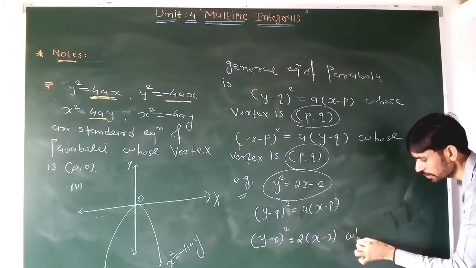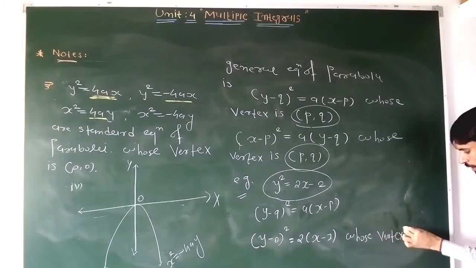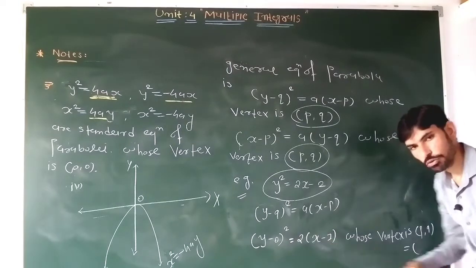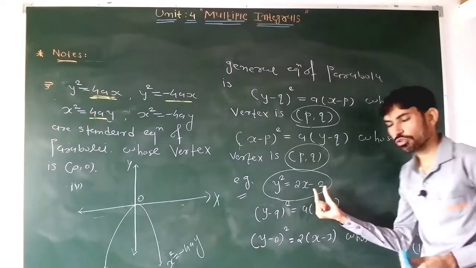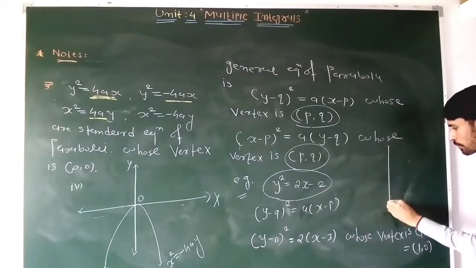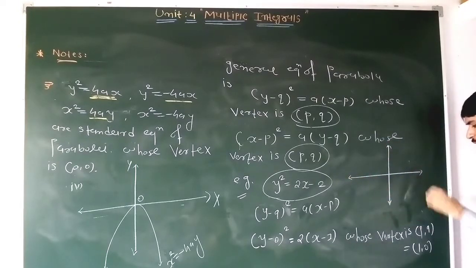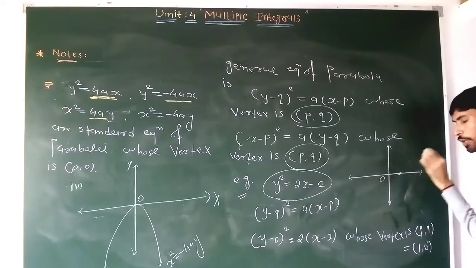Whose vertex is pq. So our p is 1 and q is equal to 0. 1, 0. That means this is the equation of the parabola that passes through the point 1, 0. So here we draw this parabola. So 1, 0 belongs on the x-axis. So this is the point 1, 0.